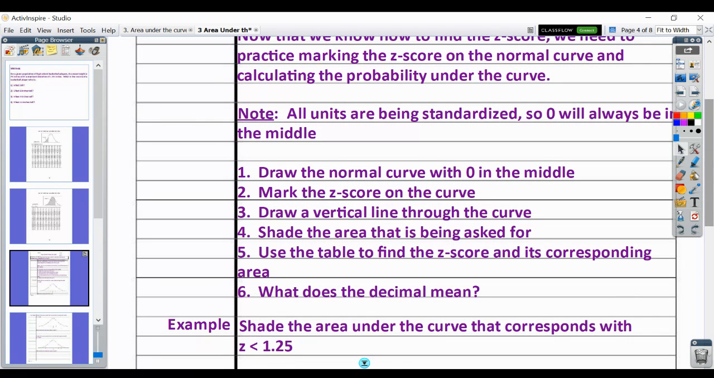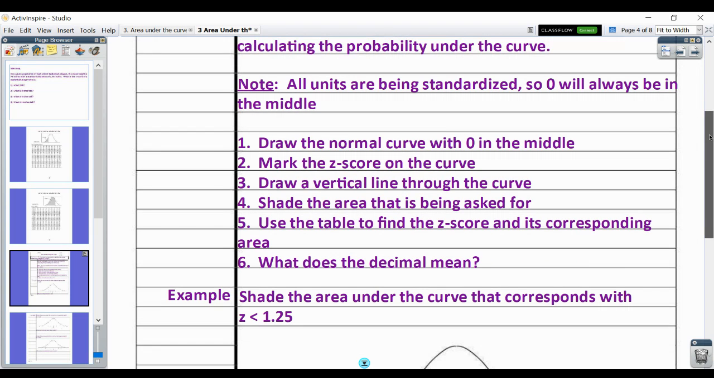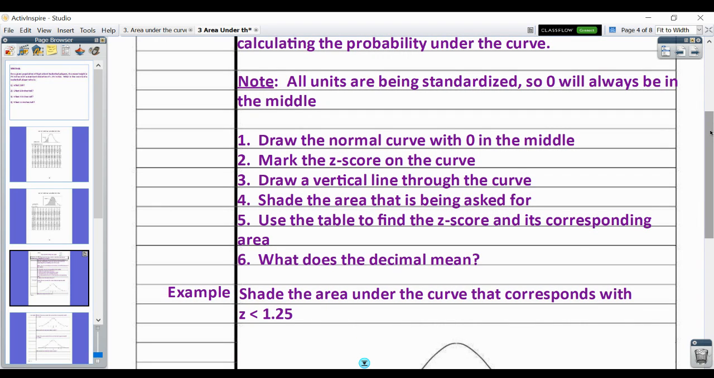All of our units, when we're talking about area underneath the normal curve, are being standardized. So we're always going to have 0 in the middle. Before, if we had a mean of 15 and a standard deviation of 3, we would have had 15 in the middle. But everything is being converted to z-scores. So now we're always going to start with 0 in the middle.